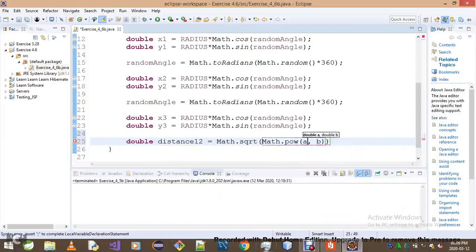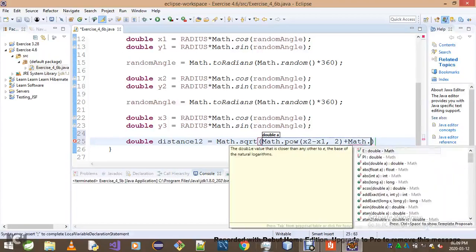So here's what I'll do here. I'll simply go x2 minus x1. I've got to square this, and then minus, is it plus? Of course it's a plus. y2 minus y1, and say all squared.